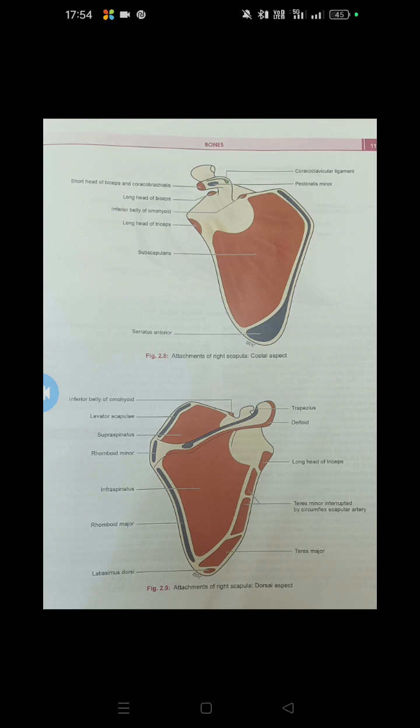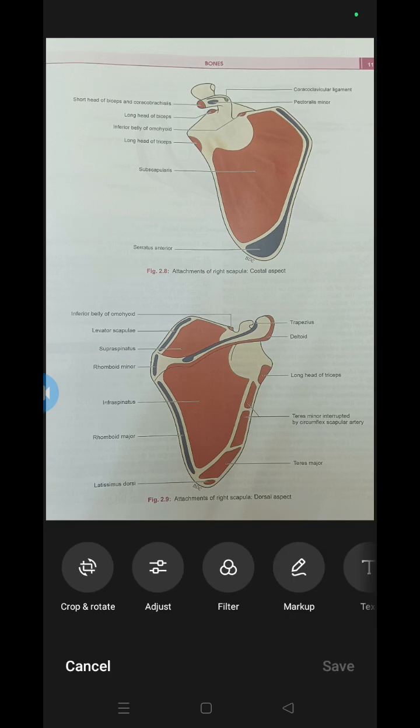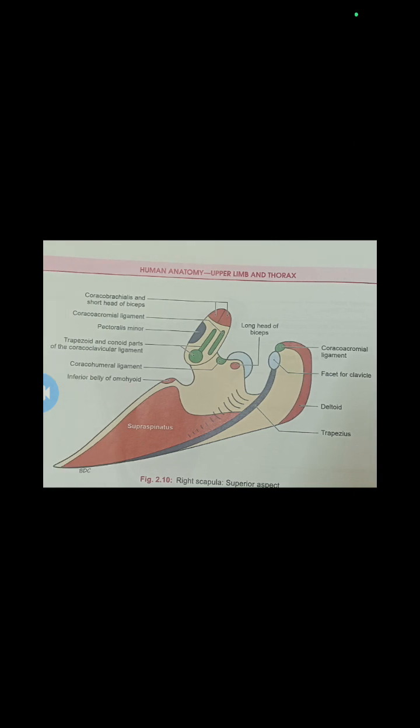Okay, we have to understand how to study the attachments. We have to divide them into origins, insertions, and ligaments so that we can understand properly. Here, red color represents the origins, blue color represents the insertions, green color represents the ligaments, and light blue color represents the articulation area, meaning facets.